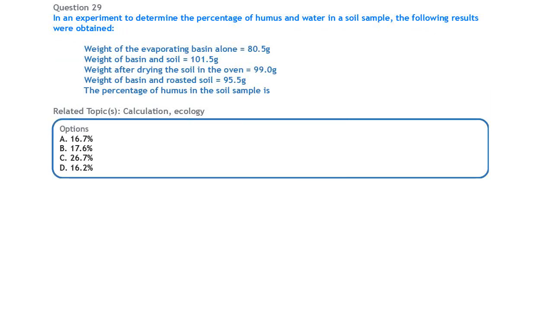Alright, so this is a question requiring some calculation. In an experiment to determine the percentage of humus and water in a soil sample, the following results were obtained. So you have the weight of the evaporating basin alone as 80.5, weight of the basin and soil as 101.5 grams. The weight after drying the soil in the oven is 99.0 gram. The weight of the basin and roasted soil is 95.5 gram. So we have to calculate the percentage of humus in the soil sample.